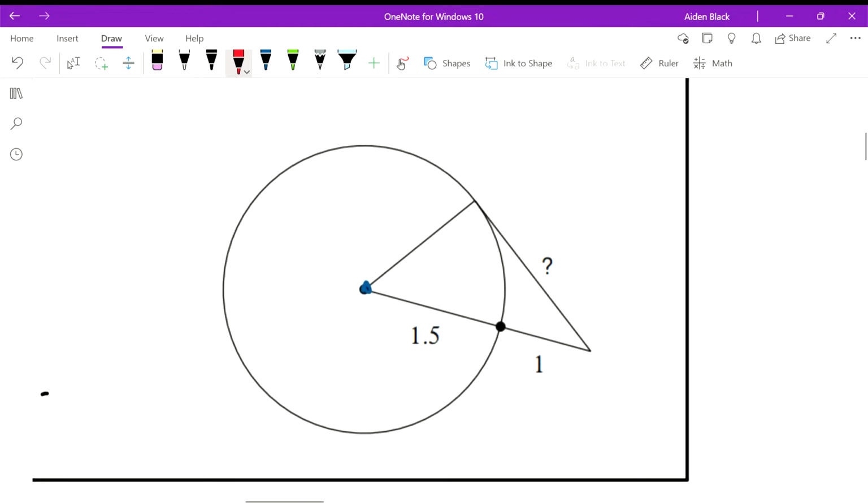We also know, if we're trying to solve for a missing length like this, that since this is a right angle, we know that it's a right triangle, so we can use the Pythagorean theorem to solve. Let's call this b. You'd say 1.5 squared plus b squared equals (1.5 plus 1) squared.